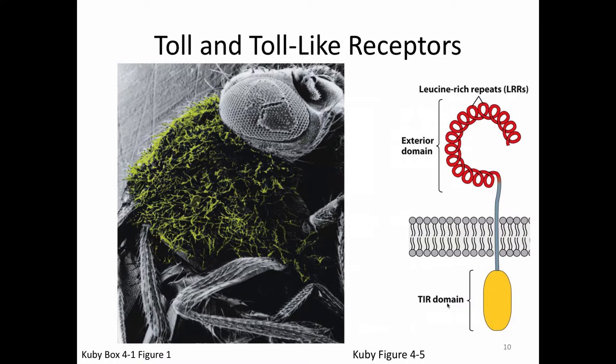Later on, people found similar genes in humans. They were referred to as the toll-like receptors because they have structural similarity to that original gene, toll.